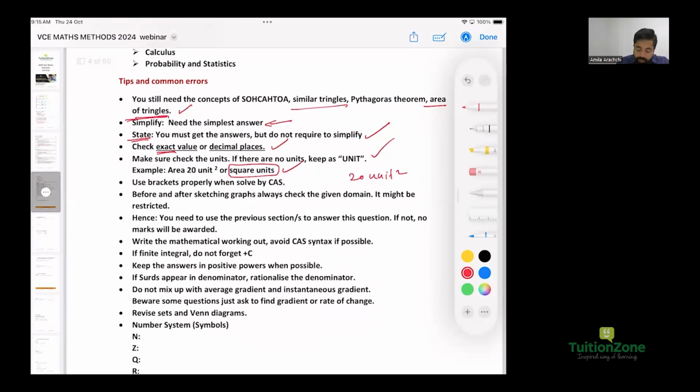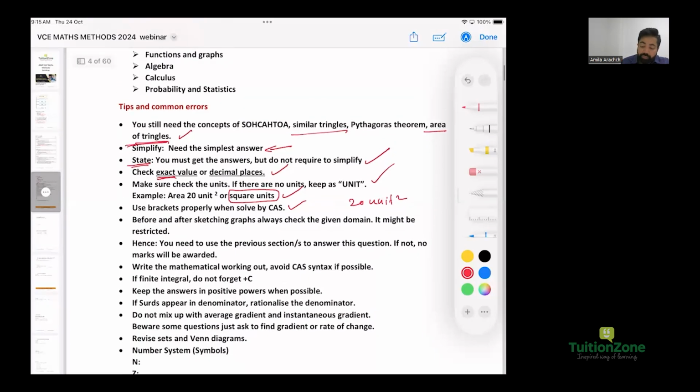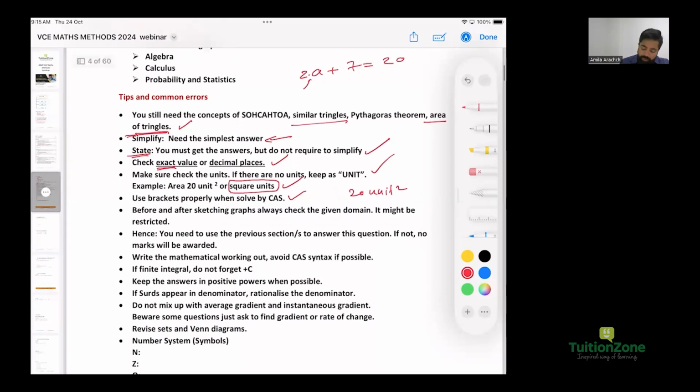All right, use brackets properly when solving by CAS. I still notice this, especially on the TI-Nspire, the blue calculator. If you type in something like 2a plus 7 equals 12, every time, try to put in the multiplication. I notice even here in Year 12, students are not putting multiplication between letters and numbers, and they get stuck with different answers. They say, "I couldn't get the answer." The only reason is they didn't put the multiplication in between. Very easy things you can easily avoid.